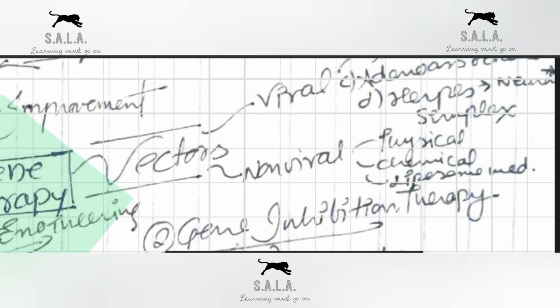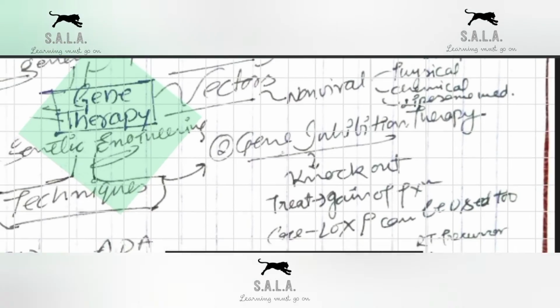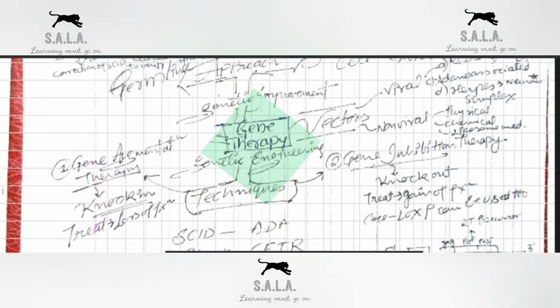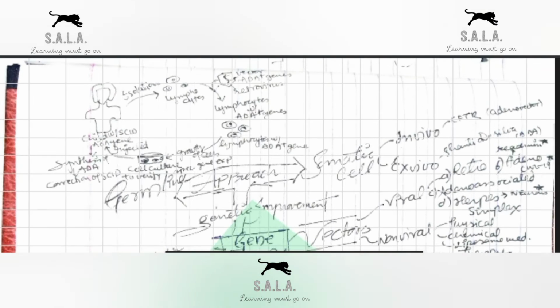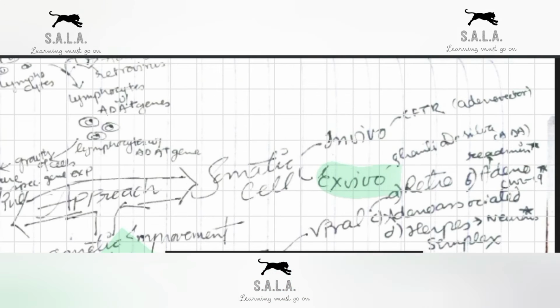Now when we use non-viral methods, there are physical methods, chemical methods, and liposome-mediated therapy. So you can use these as well. Now, there are two types of somatic cell therapy that you can use: either in vivo or ex vivo.